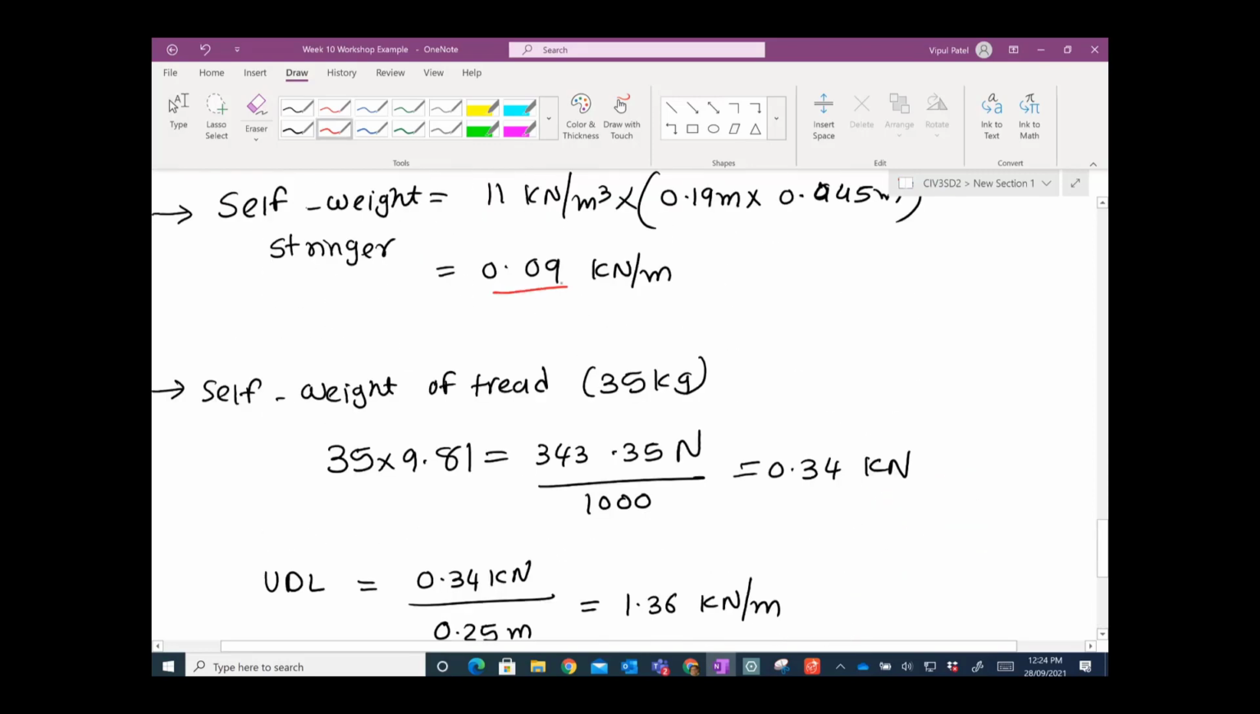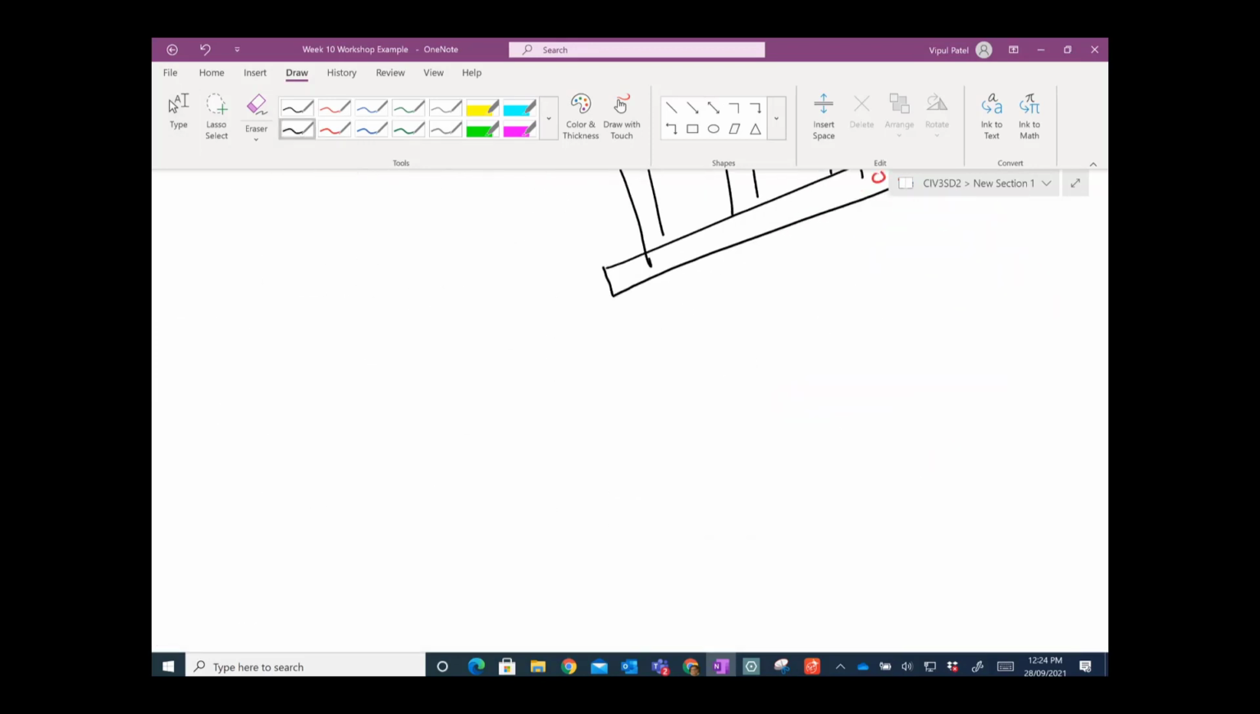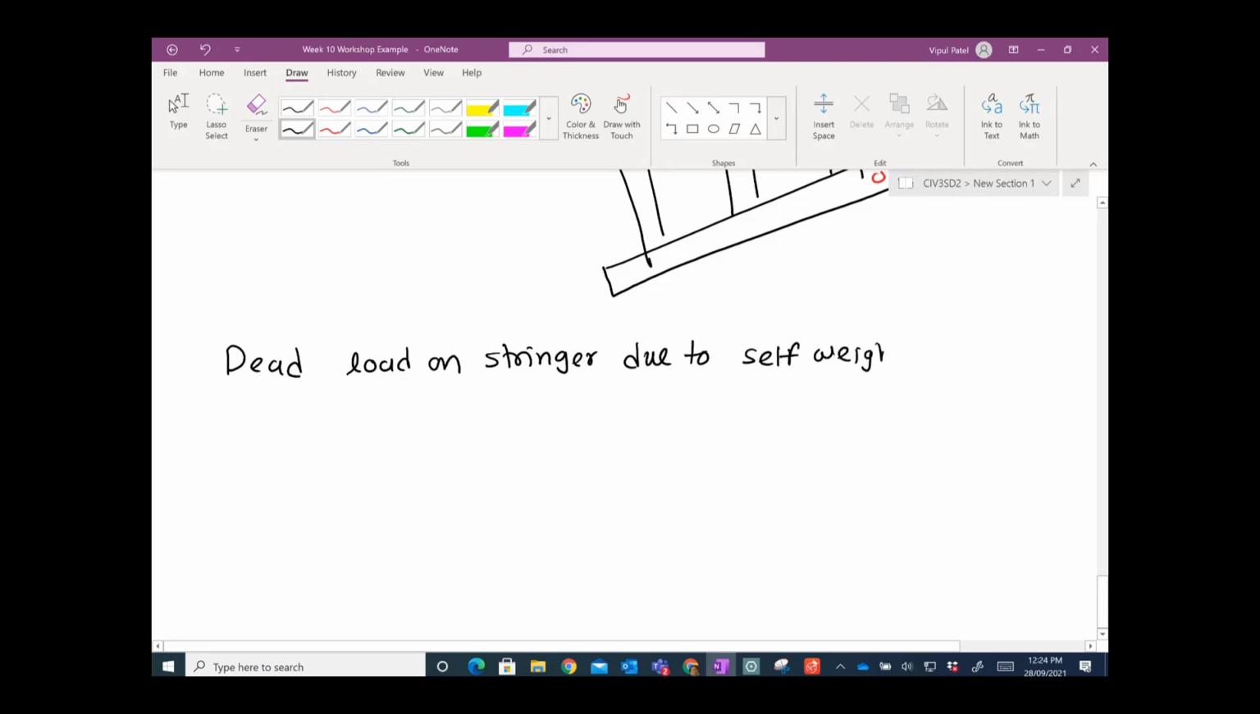is 0.09. So the total dead load that you're going to get, let me find that. Dead load on stringer due to self weight and tread. Is it called tread? Yeah, tread weight.